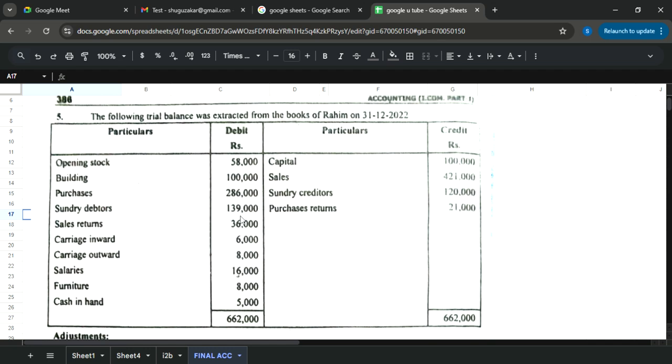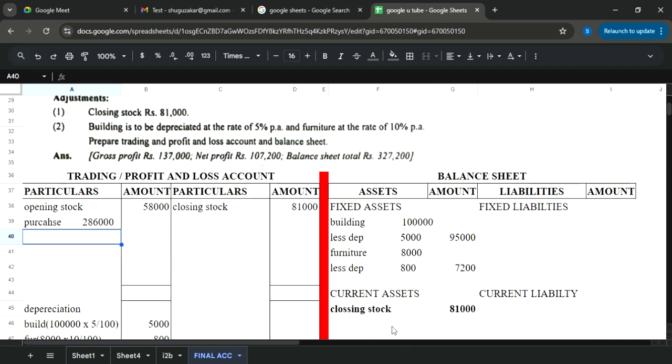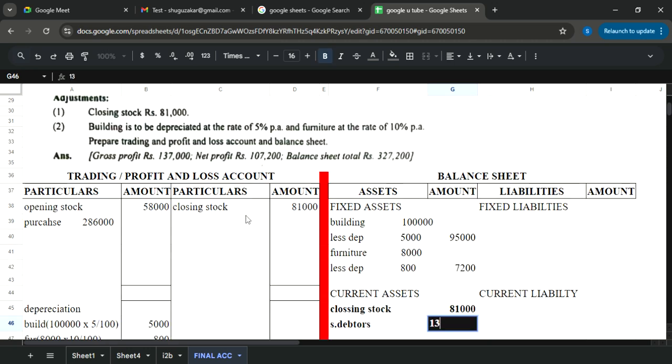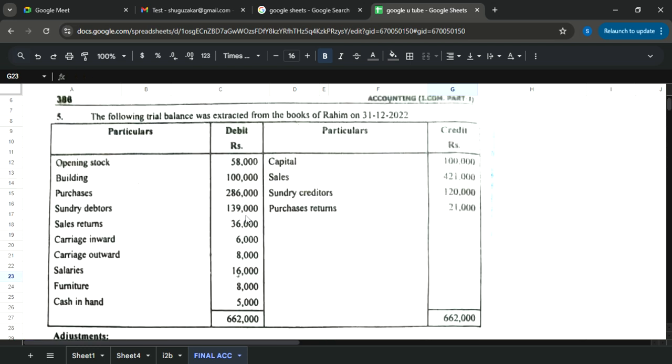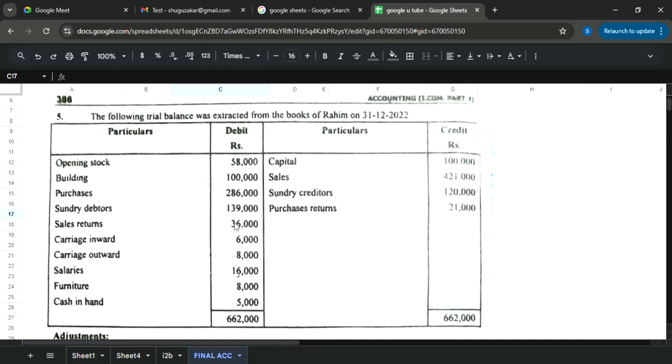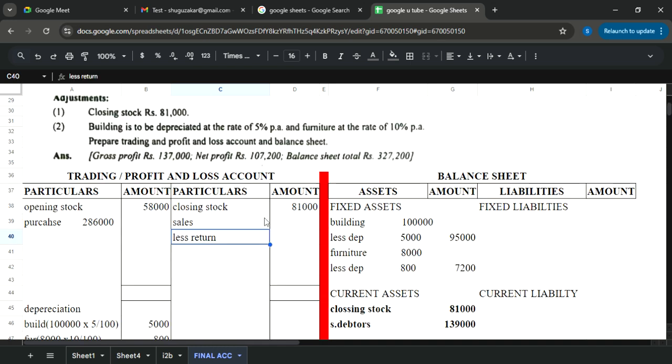Now sundry debtors, current assets. Here you will come and you will write sundry debtor. Amount of sundry debtor is 139,000. Put over here. Next step is to see sales return 36,000. So first you will write sale and less its returns. It is clearly mentioned that it is sales return. Amount is 36,000. So you will write over here and we'll wait for amount of sale as well.